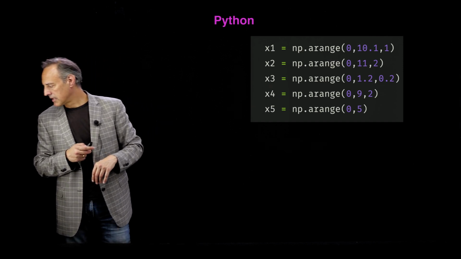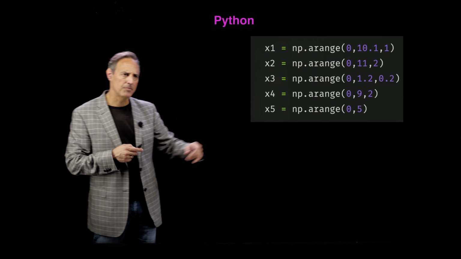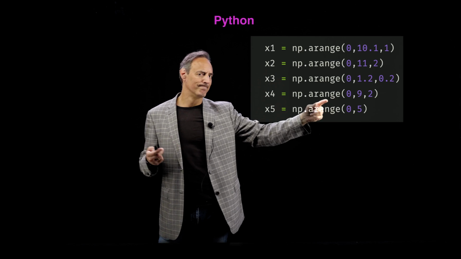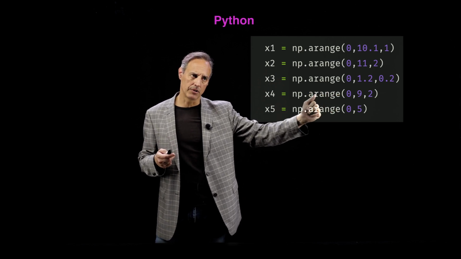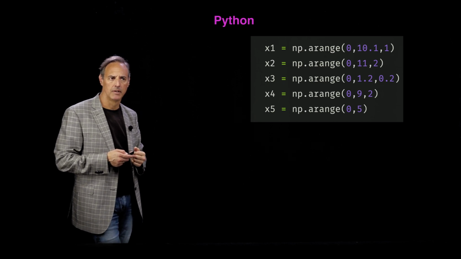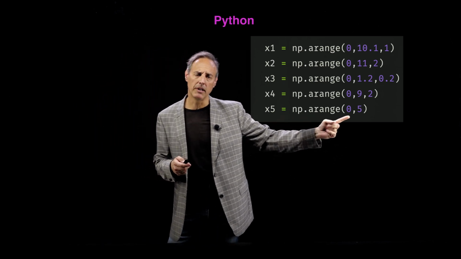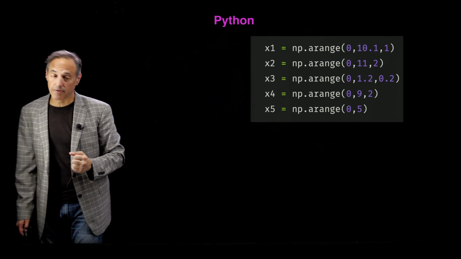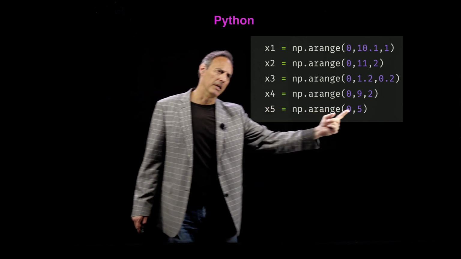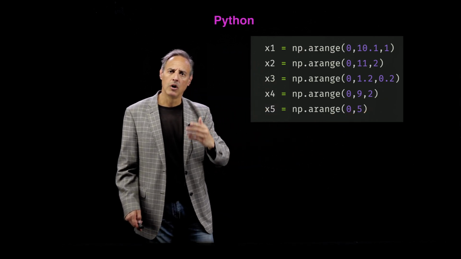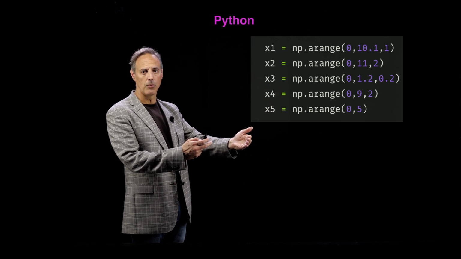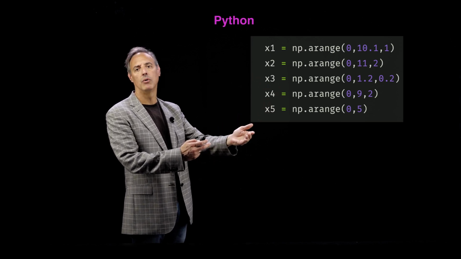Next one is going from 0 to 9 in steps of 2. Again, 0, 2, 4, 6, 8. Once you're past 9, it doesn't include it, so that's what that would give you for this vector. And then finally, if I don't include the increment, it's assumed to be 1. So this last one goes from 0 to 5. Since I didn't put the increment after the last comma here, it's going to go in steps of 1. So it's going to go 0, 1, 2, 3, 4. The next one would be 5. It doesn't include that one. If I had put 5.1, it would include the 5.